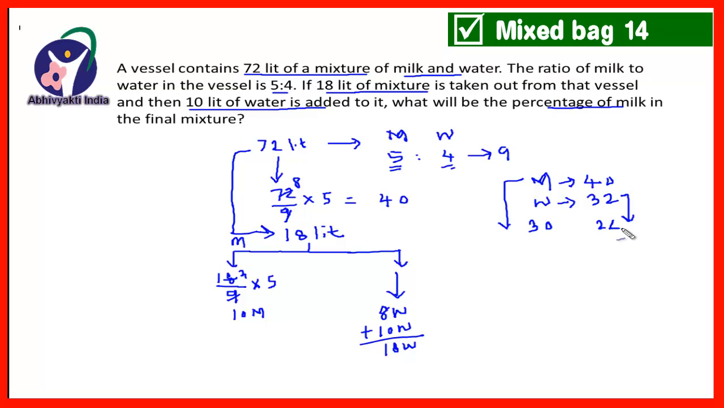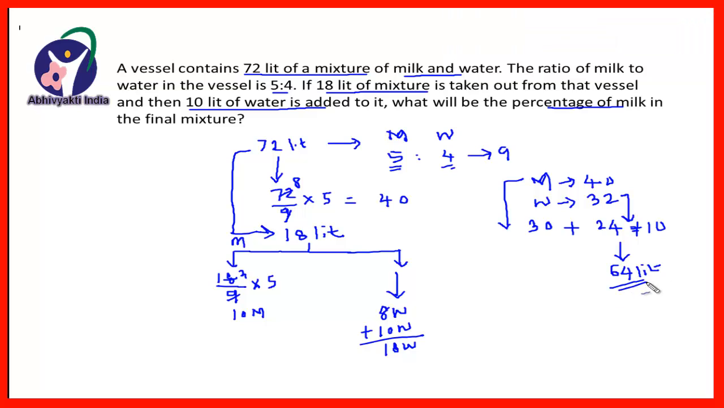24 liters of water is left, and so the 30 liters plus 20 liters, and plus 10 liters of water is added to it. So the mixture will be 30 and 20 is 50, 50 and 10 is 60, and 4 is 64 liters of mixture. Now the new mixture will be of 64 liters. So in 64 liters, 30 liters will be of milk.